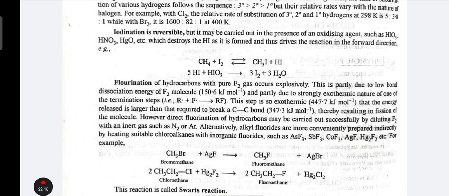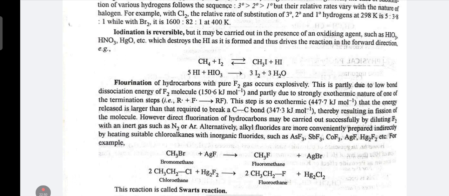Fluorination of hydrocarbons with pure F2 gas occurs explosively. This is partly due to the low bond dissociation energy of the F2 molecule and partly due to the strongly exothermic nature of one of the termination steps. This is so exothermic that the energy released is larger than that required to break a C-C bond, thereby resulting in fission of the molecule.